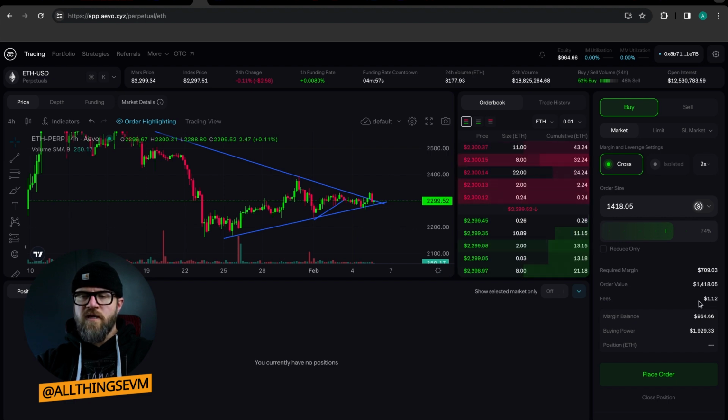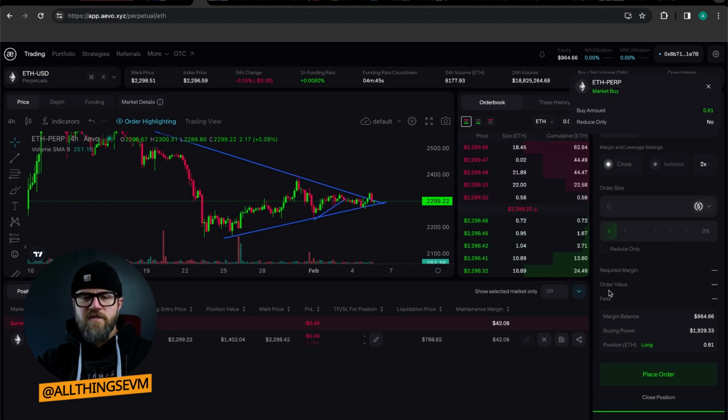Fees will be at $1.20 or $1.12 automatically. Now this doesn't pay gas fees necessarily. This is brought in on the OP stack. In fact, I'm going to hit place order before we run away here. Stop talking so much. So that was how quick the order went through, guys.